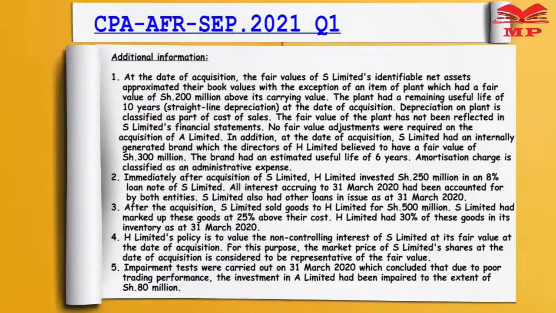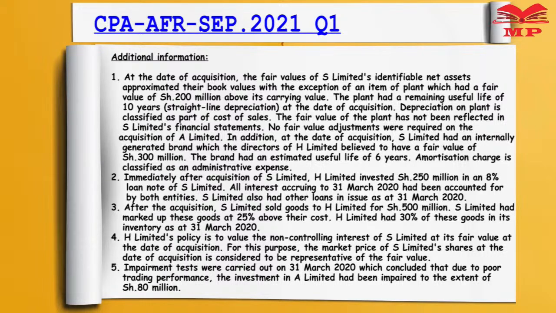Additional information. 1. At the date of acquisition, the fair values of S Limited's identifiable net assets approximated their book values with the exception of an item of land which had a fair value of 200 million above its carrying value. The plant had a remaining useful life of 10 years (straight line depreciation) at the date of acquisition. Depreciation on plant is classified as part of cost of sales. The fair value of the plant has not been reflected in S Limited's financial statements. No fair value adjustments were required on the acquisition of A Limited.